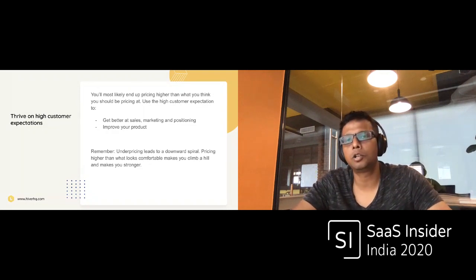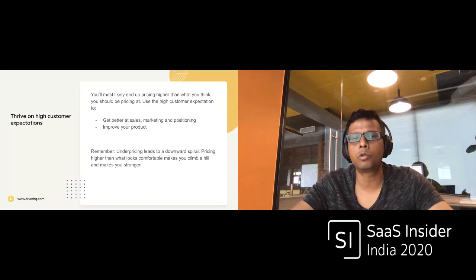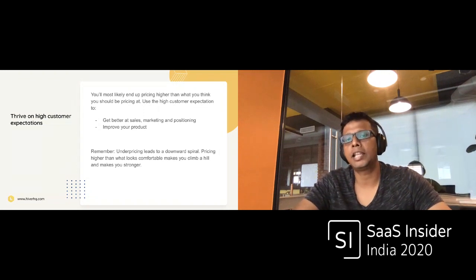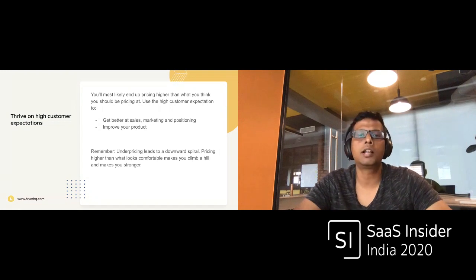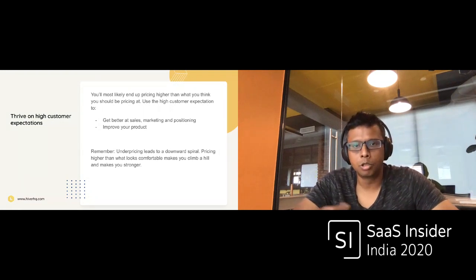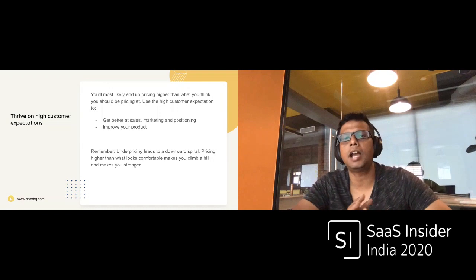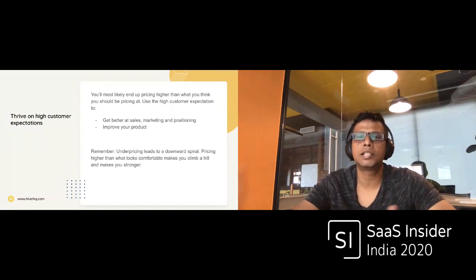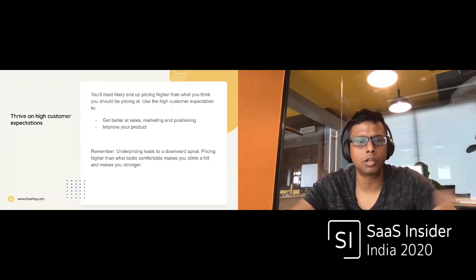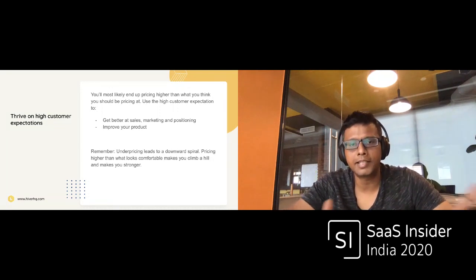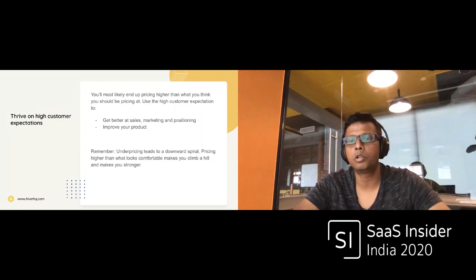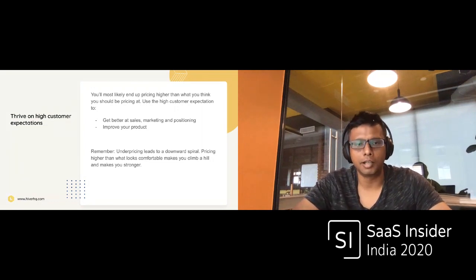The second thing is that when you land these customers, they are going to come in with expectations of you being a good product, right? And then that is going to lead you to work hard every day to improve your product, right? So to compare the approaches: if underpricing leads to a downward spiral, pricing higher than what looks comfortable to you is like climbing a hill, which is going to make you smarter and stronger, right?